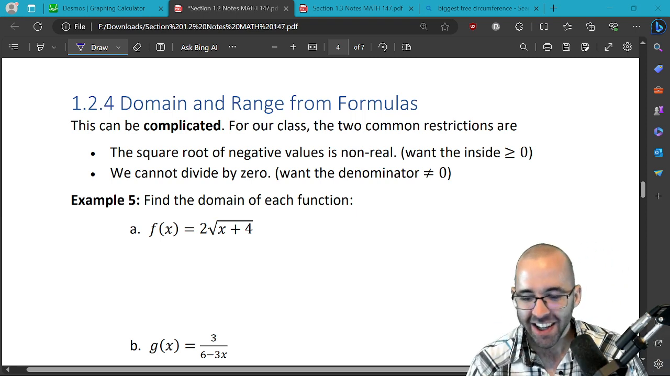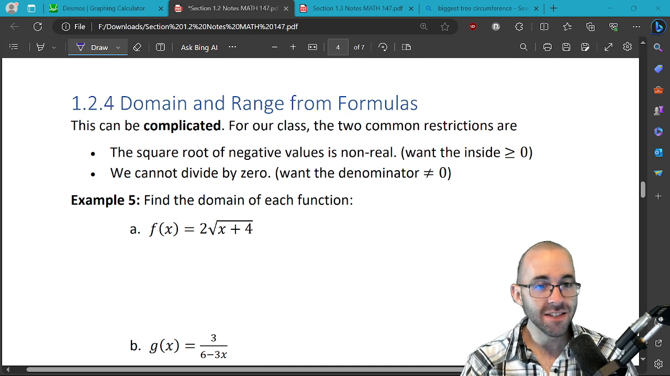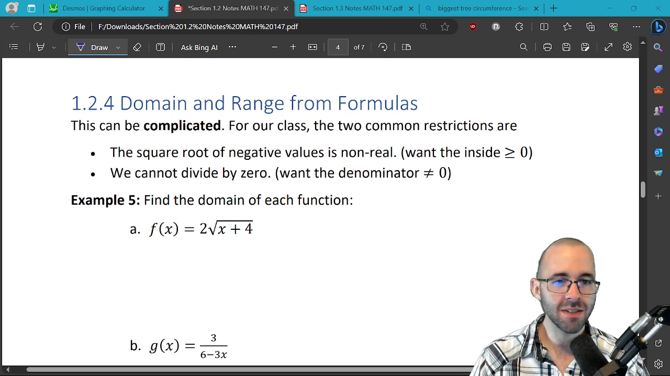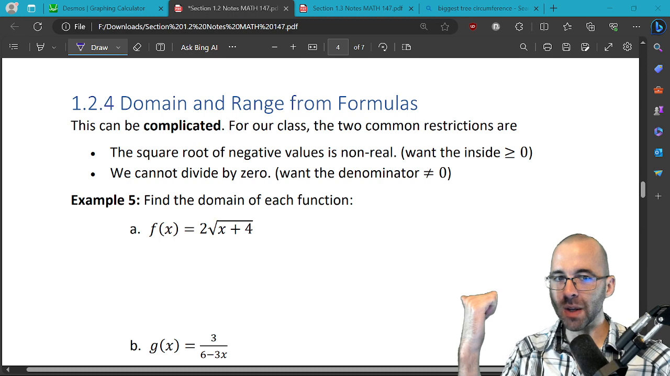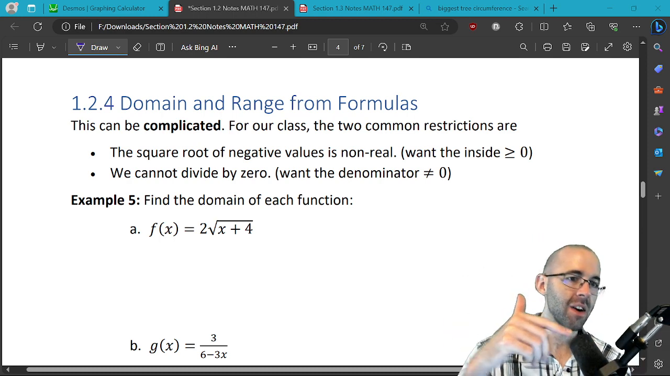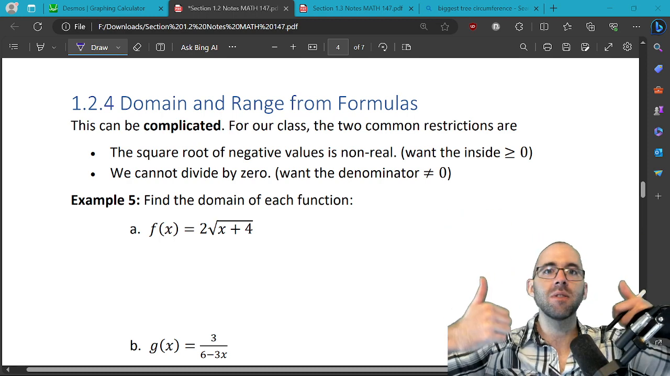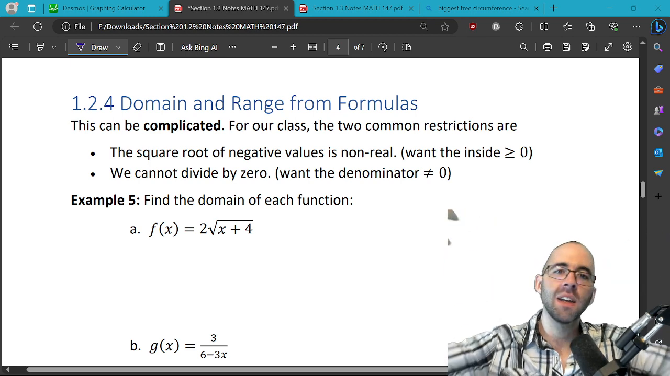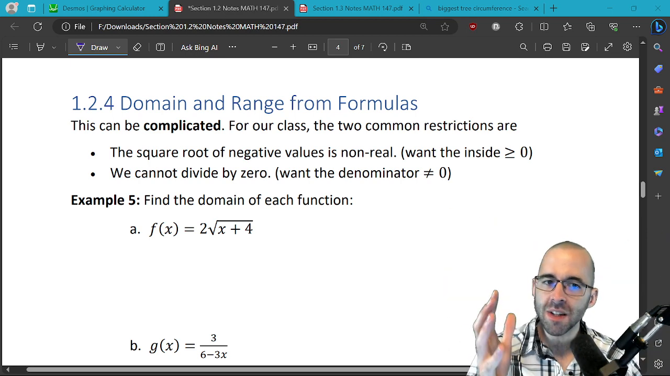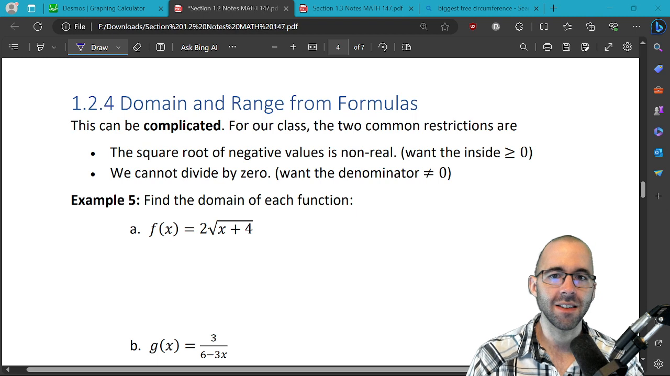All right. So we can find domain and range from graphs. Domain's all the inputs, range is all the outputs. We just look, well, what's the furthest to the left we can go? What's the furthest to the right we can go? That's the domain. What's the furthest down? What's the furthest up? Do we have everything in between? That's the range.